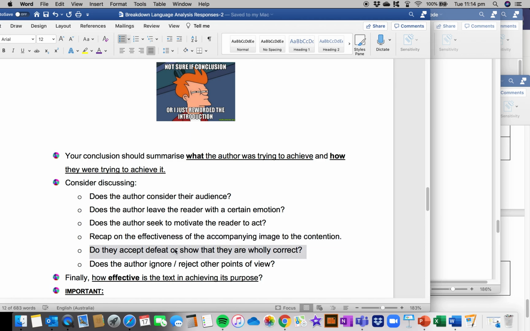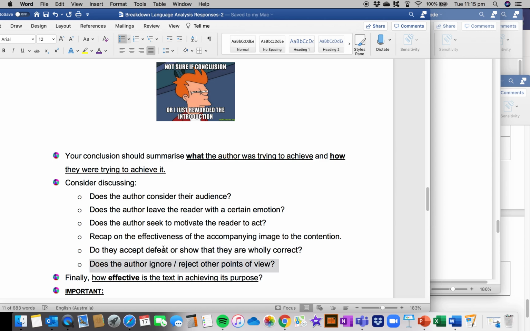Now, does the author, this is an interesting one, does the author accept defeat? So do they actually say at times, okay, we understand that the side that I have taken may not always been regarded as fully okay. For example, it could be a contentious issue where there are two sides to it. So are they saying, actually, we don't have it all together, and yet there are some things that we don't know and things we could do better? Or do they show that they are wholly correct? Okay, so are they taking that stance? No, this is the way it is, and this is the right way.